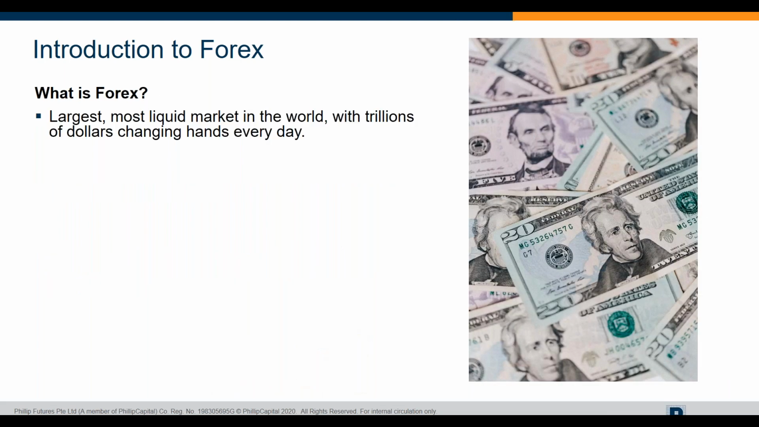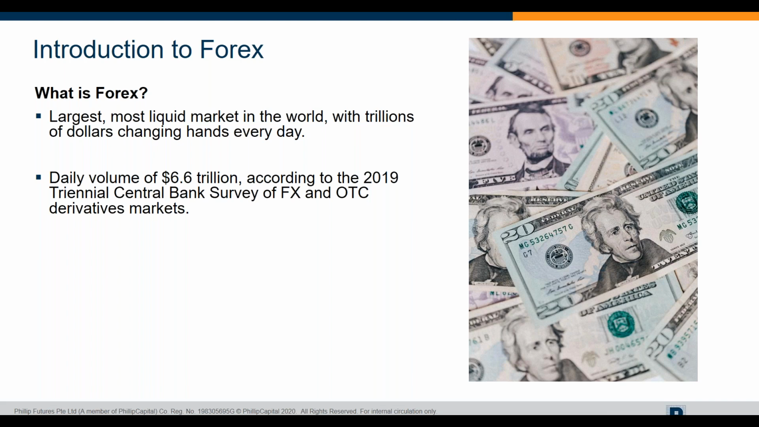Forex is also the largest, most liquid market in the world, with trillions of dollars changing hands every day. According to a survey done in 2019, the daily traded volume in the FX market is 6.6 trillion. Just to put things into perspective, the New York Stock Exchange, which is the largest stock exchange in the world, is only trading about 22.4 billion a day. So that is 22.4 billion, while the Forex market as a whole has a total traded volume of 6.6 trillion. So it is really the largest financial market in the world.